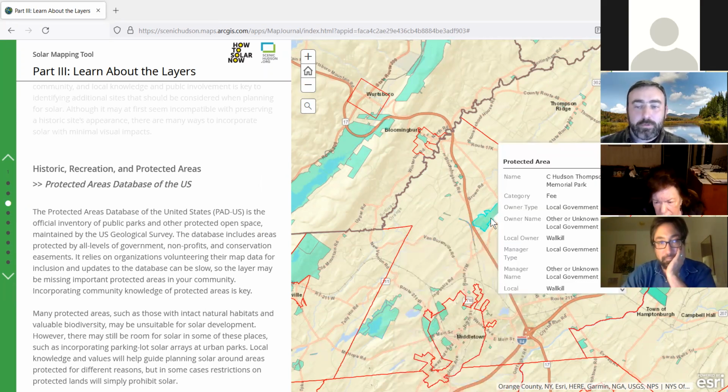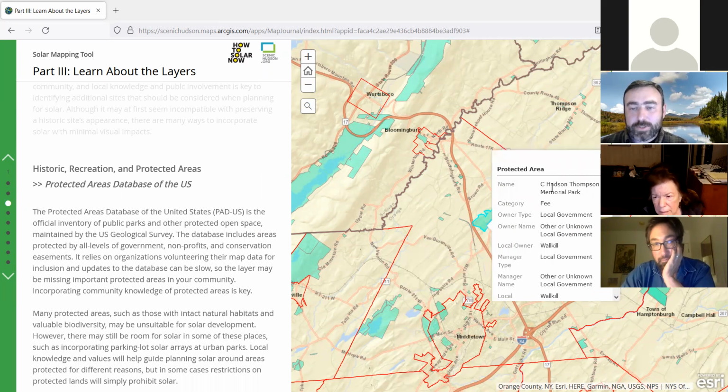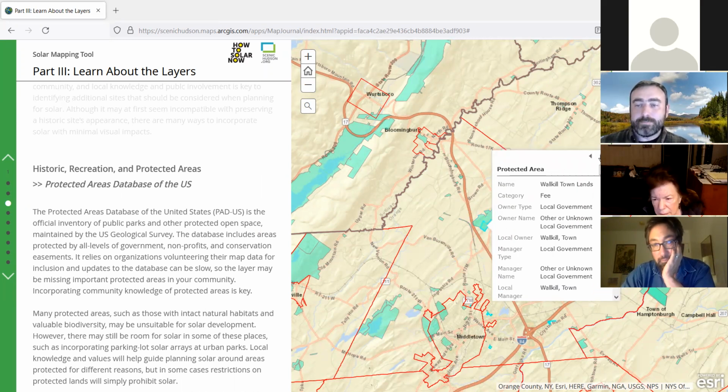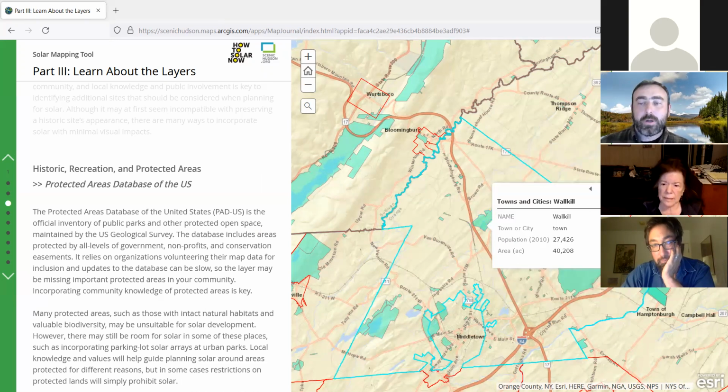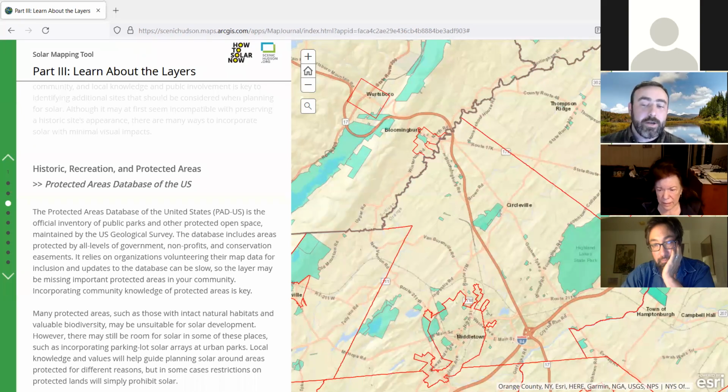The historic register areas, I think, are fairly straightforward. The US Protected Areas Database is a compiled data set from public agencies, state, federal, and at times more local, as well as nonprofits like land trusts. It's not necessarily a complete data set, so this was the best data set that we could come up with when we were building the tool.